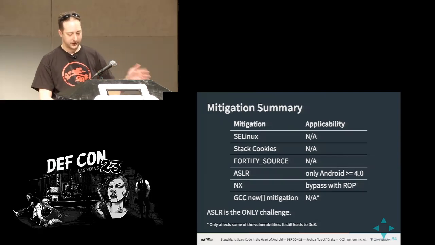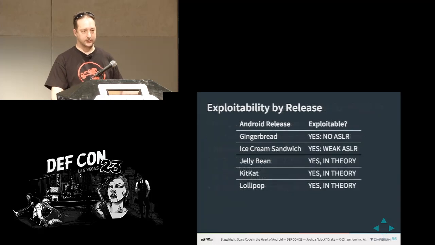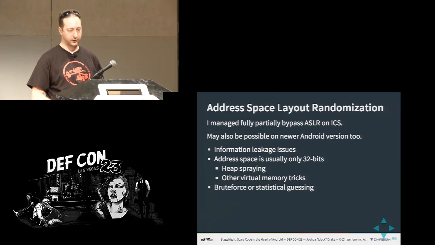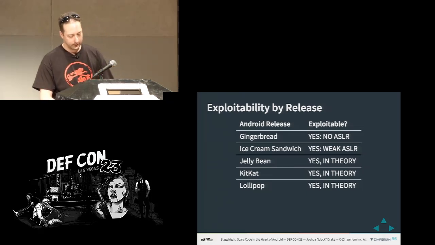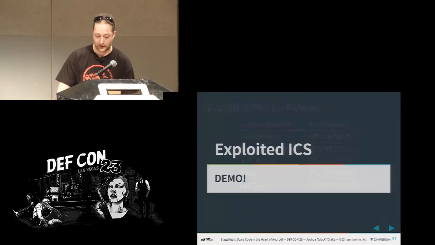All right. So NX, not a big deal. You can bypass it with ROP. ASLR, again, in the newer versions it's still probably possible to bypass. It just requires either brute forcing, statistical guessing, maybe an information leak vulnerability, or some really neat tricks because it's only a 32-bit layout. So exploitability, definitely on old versions, very badly. The newer versions, yeah, I think it's doable, and I want to spend some more time with it, but right now I do not have time because I am speaking to you guys on stage.